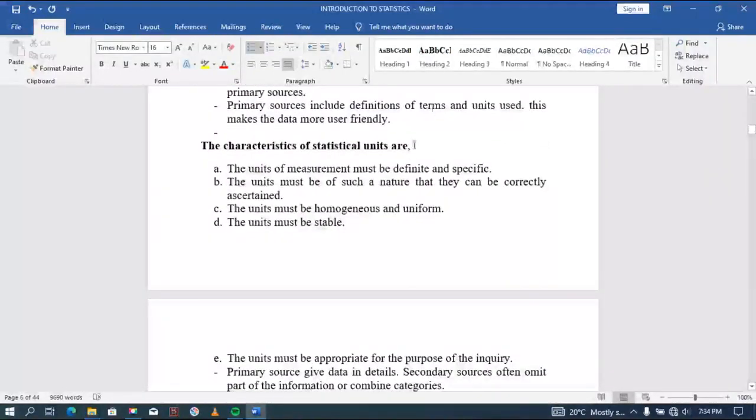Characteristics of statistical units. One, the units of measurement must be definite and specific. Then the units must be of such a nature that they can be correctly ascertained. Another characteristic is the units must be homogeneous and uniform. The units must be stable. So if you're measuring in terms of kgs, then you must have kgs for all the units that you have to use or to find out. So don't use varying units on the same kind of statistics.